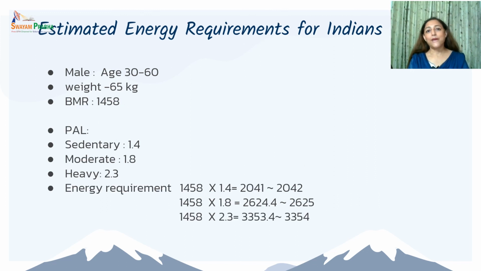Now let us see what happens when the person falls in the second category. That means he falls into the age of 30 to 60 years. Here the weight is the same, but the BMR has gone down. Again, we know sedentary activity 1.4, moderate 1.8, and heavy 2.3. If we do the calculation, these are the energy requirements of a person falling in 30 to 60. Similarly, if we move towards the age group more than 60 years, the calculations will change. That is how we calculate the energy requirements.